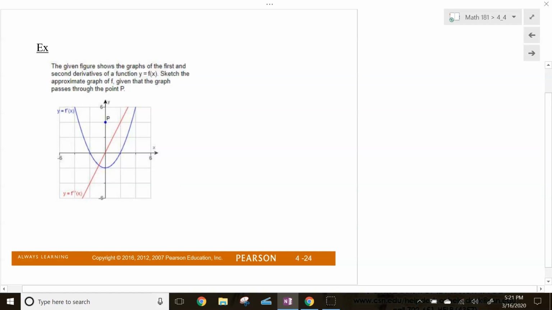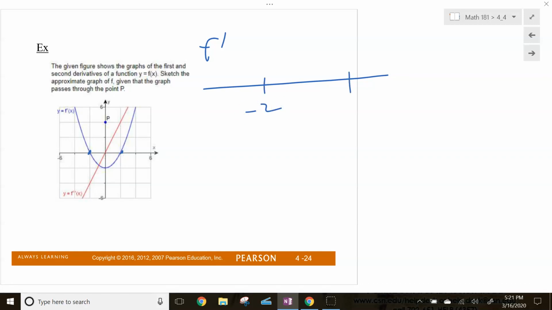What if we're given it in this form? They're giving you the graph of f prime. What I would do is say, okay, f prime: what are my critical points? Where's f prime equals 0? Right here. They're giving you the critical points, even though we don't know what the original function is, we just have the graphs here. Looks like -2 and 2 are our critical points. That's where it hits 0.